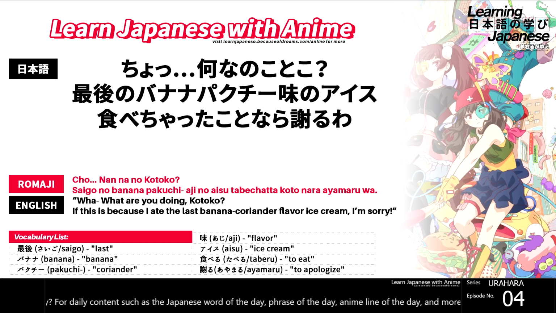So yeah, taberu is being conjugated into the chau form, so it turns into basically tabechau, but it's also going to be in turn conjugated into the past form because it happened in the past, of course, so it turns into tabechatta. And something that we quite didn't point out yet is that first cluster of nouns that we've covered, Saigo no banana pakuchi aji no aisu, is actually the direct object to this verb, not the subject. We don't have an explicit subject pointed out in the sentence. It's implied to be the speaker, I.